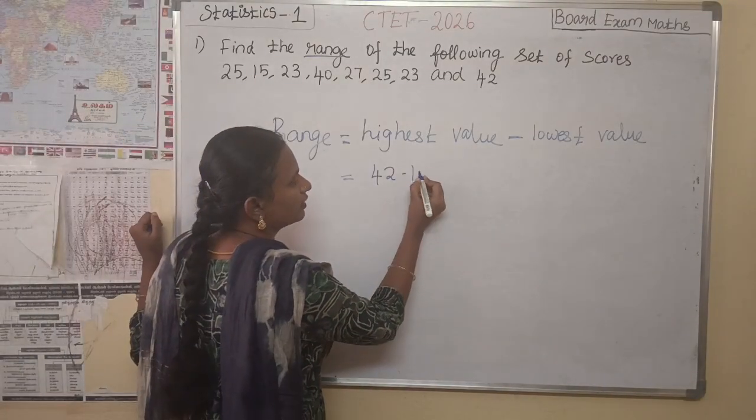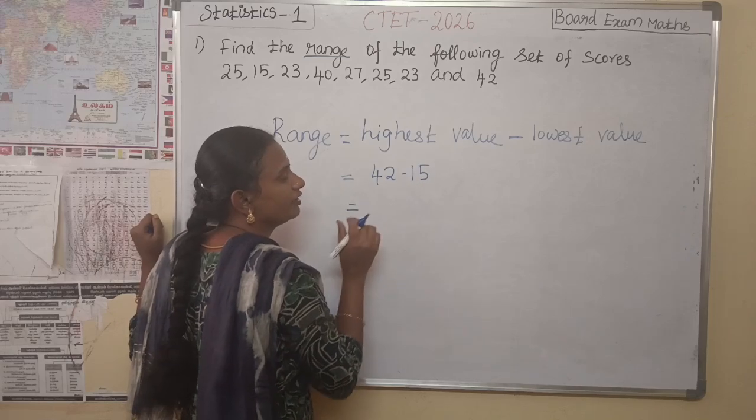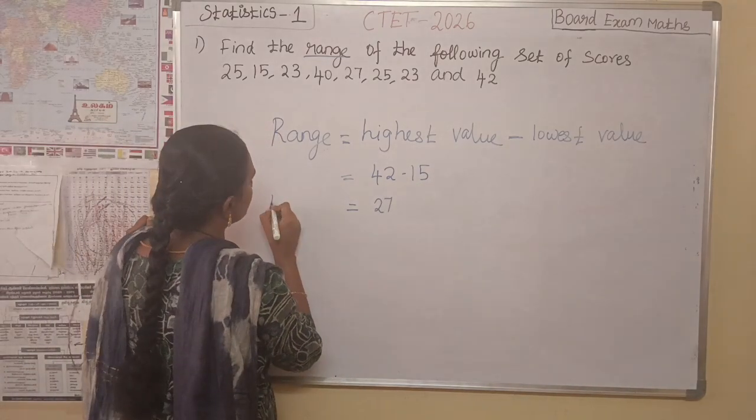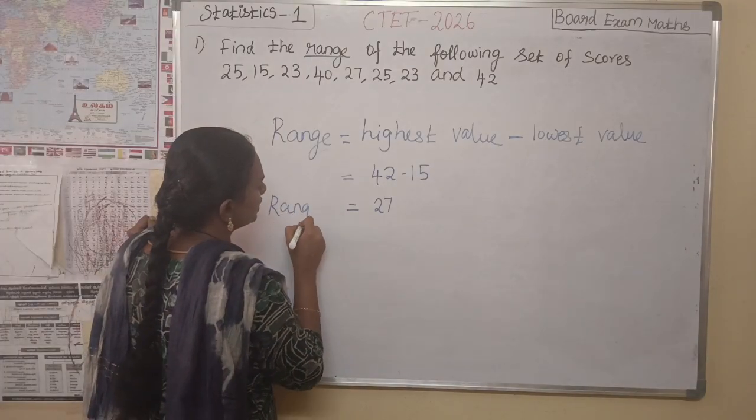So you have to subtract 15 from 42. What will be the answer? 27. So the range of the set of scores is 27.